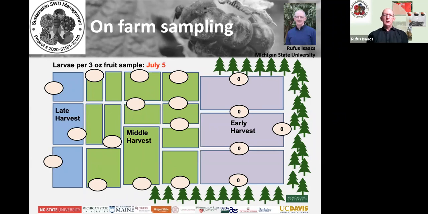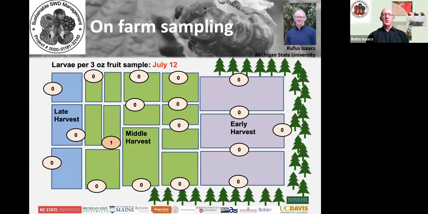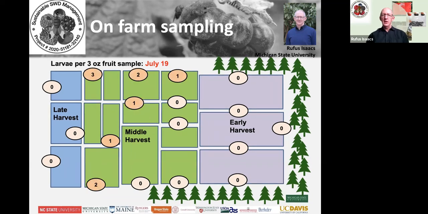And then, Hannah, as you progress through these slides, you'll see those numbers change. So we go to July 12th, a week later. We did pick up our first fly at this farm, happened to be in the middle of the farm, but still 0 larvae in the early harvested berries that are just starting to get ripe. And the middle harvested ones were still green, so those didn't yet need protection.